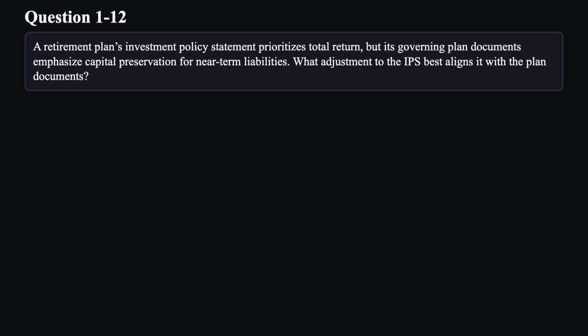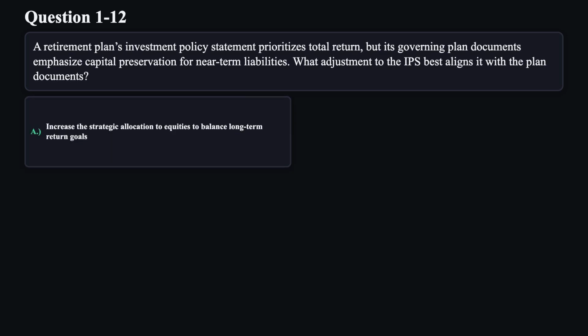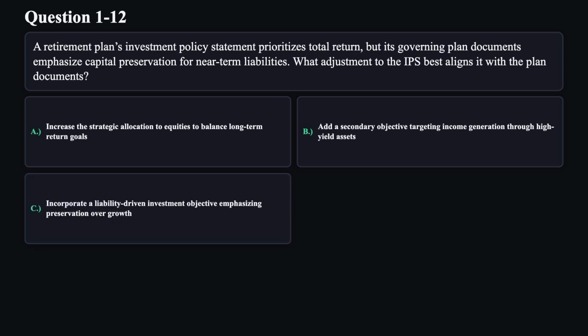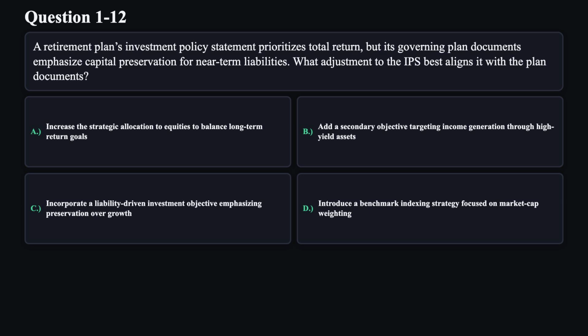Question 12. A retirement plan's investment policy statement prioritizes total return, but its governing plan documents emphasize capital preservation for near-term liabilities. What adjustment to the IPS best aligns it with the plan documents? A. Increase the strategic allocation to equities to balance long-term return goals. B. Add a secondary objective targeting income generation through high-yield assets. C. Incorporate a liability-driven investment objective emphasizing preservation over growth. D. Introduce a benchmark indexing strategy focused on market cap weighting.